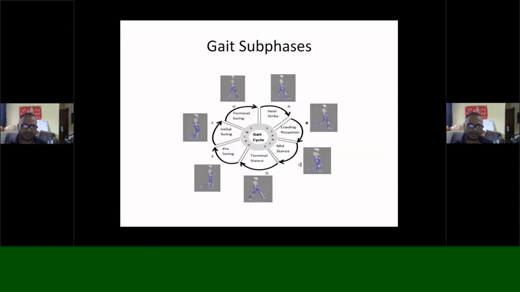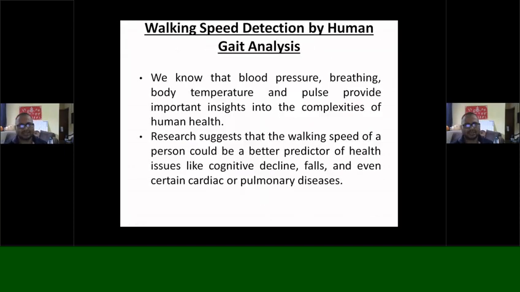Okay, already defined gait surfaces. Now I'm coming to how walking speed detects human health. Okay, so we know that blood pressure, breathing, body temperature, and pulse provide important insight into the complexity of human health.